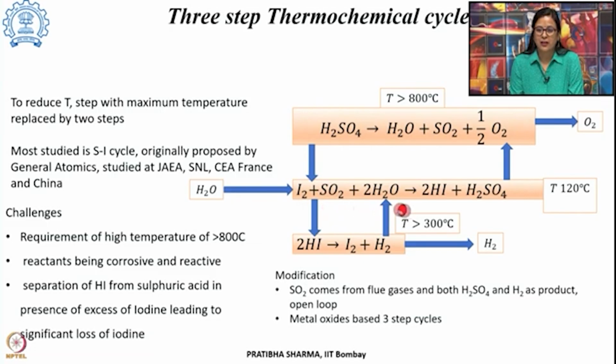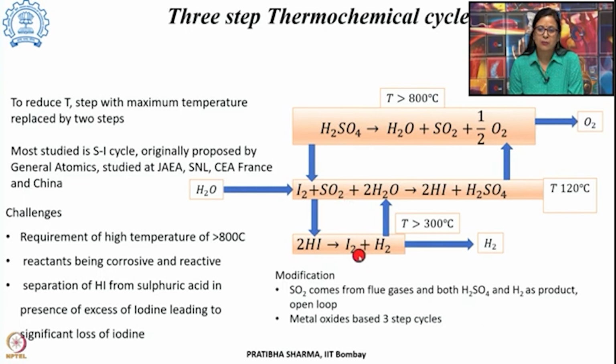Now, this cycle however can be modified, and the modification that was suggested is that this process which is leading to sulfuric acid decomposition, which is taking place at a higher temperature, can be made such that the input SO2 which is required in the process can come from flue gases. So, in that case the sulfuric acid may come up as a product along with hydrogen, and the required SO2 can come from the flue gases. So, the cycle becomes, instead of a closed cycle, an open loop.